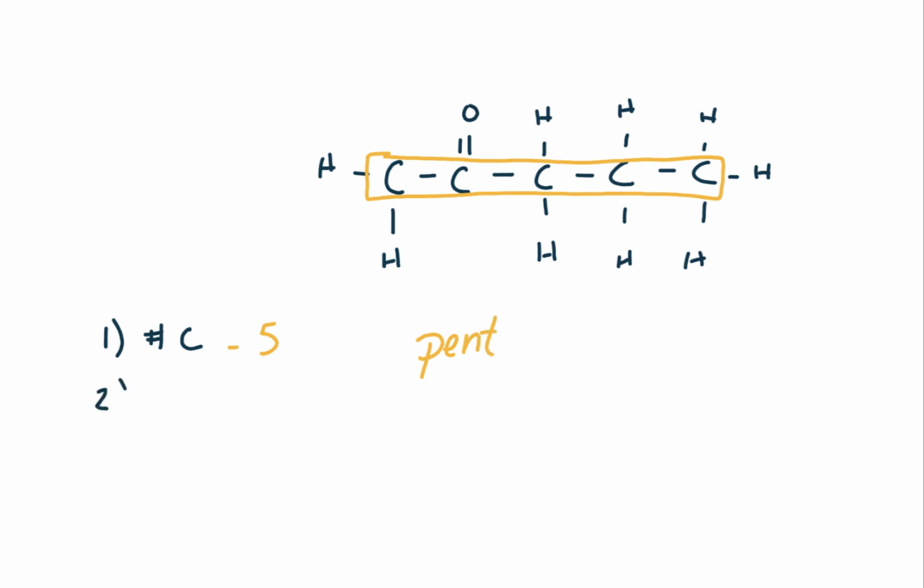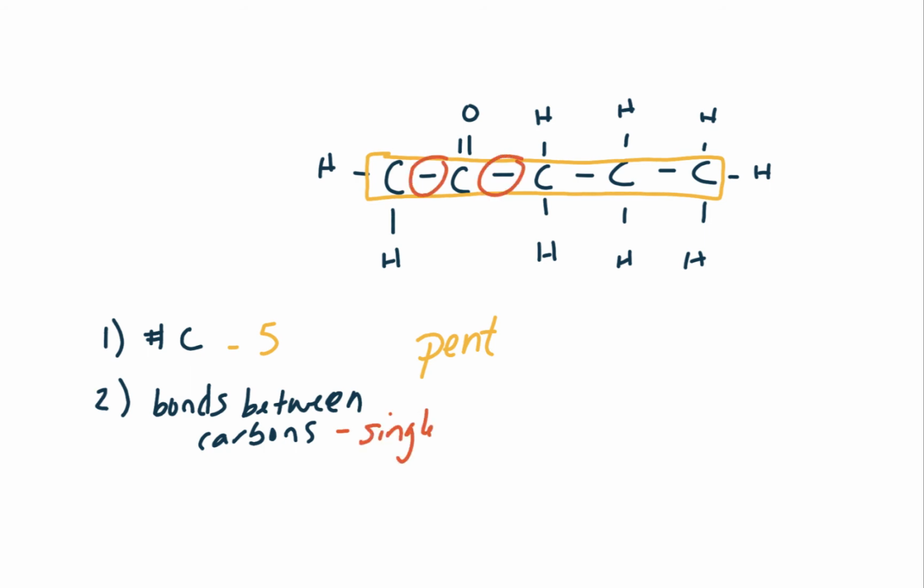The second thing we're going to look at is the bonds between carbons. In this case, all of these carbons are single bonded to each other because there's only 1 dash shown between each carbon. Because they're all single, we write an. If it had been double, we would write en. If it had been triple, we would write yn.